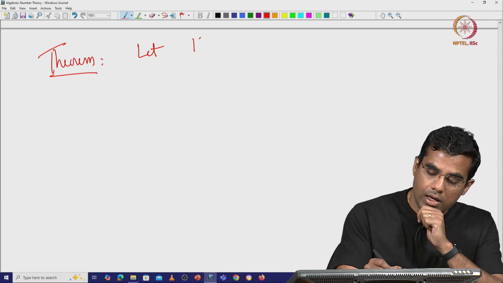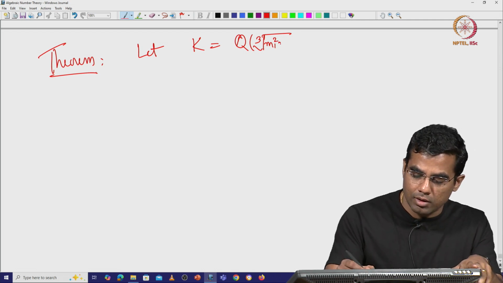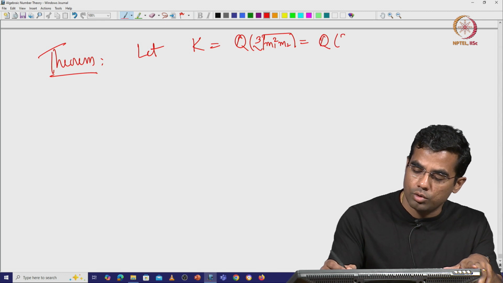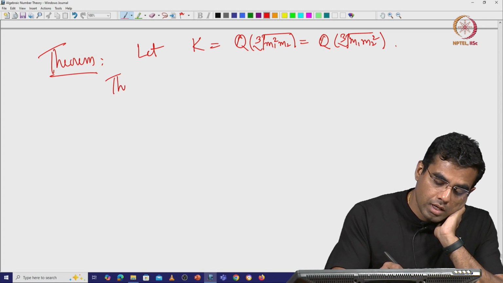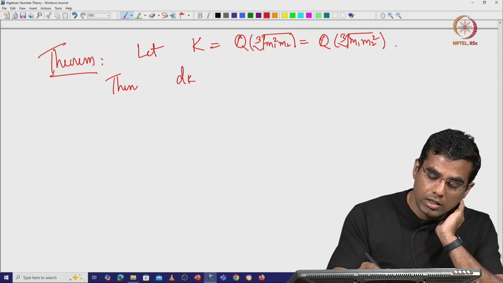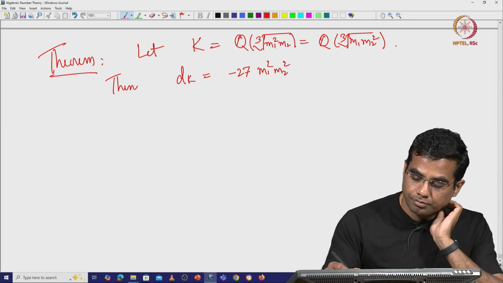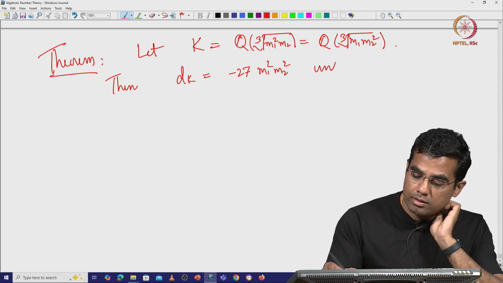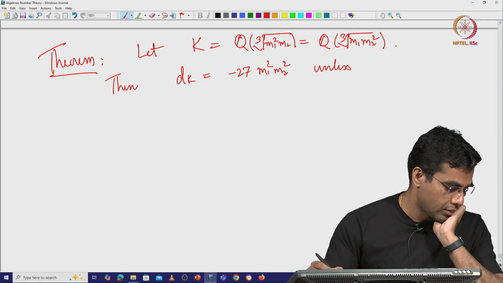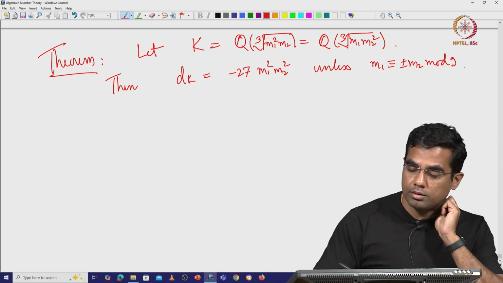So, let K be Q cube root of m1 m2 squared, etc. Then with the notation as above, dk is minus 27 m1 squared m2 squared, unless m1 is congruent to plus or minus m2 mod 9.